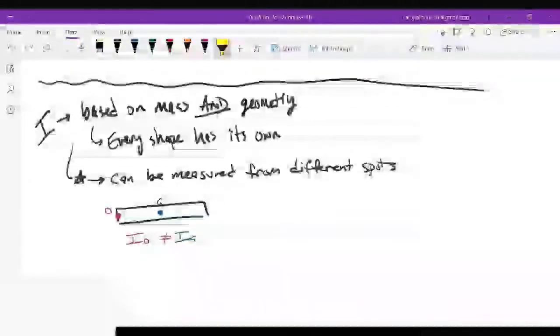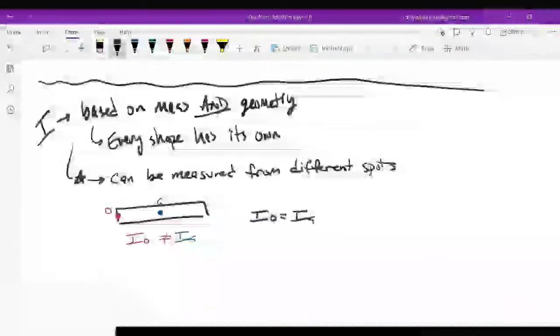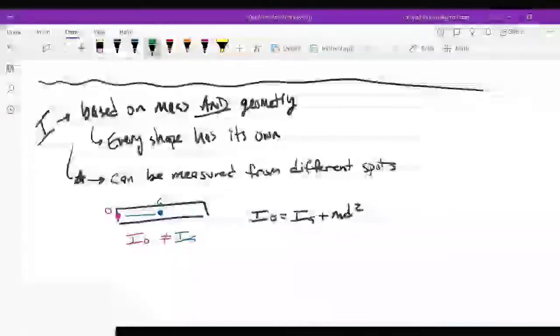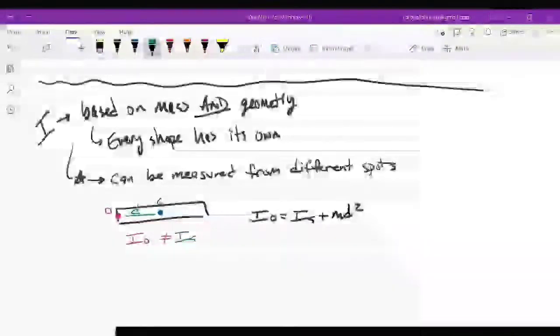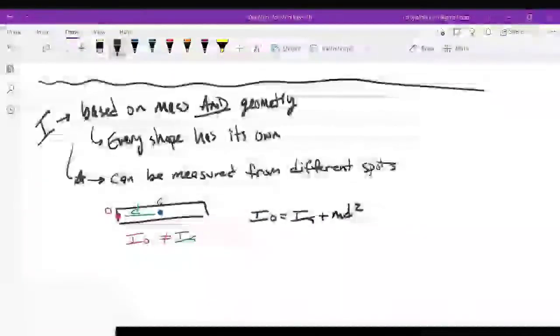All right. So it's still a matter of doing that. It's just that now you have to understand that I_O equals I_G plus mass times the distance to the point squared. So that's going to be the distance. That's the parallel axis theorem. Even if you don't know I_O from a book, you find I_G, which is in all the books, and then you just use the parallel axis theorem to figure it out.